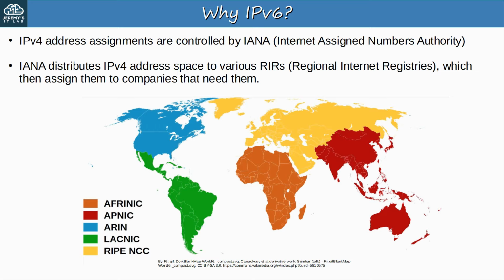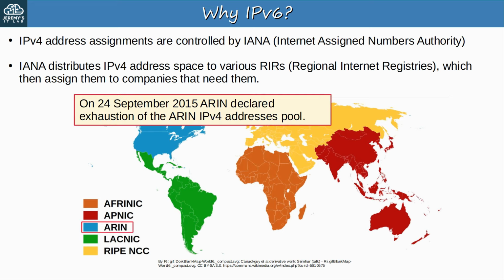To be honest, I don't know the proper pronunciation of each of the names, but AFRINIC controls Africa, APNIC controls Asia Pacific, ARIN controls Canada, many Caribbean and North Atlantic islands and the US, LACNIC controls Latin America and the Caribbean, and RIPE NCC controls Europe, the Middle East, and parts of Central Asia. However, these RIRs are almost all out of IPv4 addresses. For example, in September 2015, ARIN declared exhaustion of the ARIN IPv4 address pool. They don't have any more addresses to assign, unless a company goes out of business and ARIN can reclaim their addresses, for example.